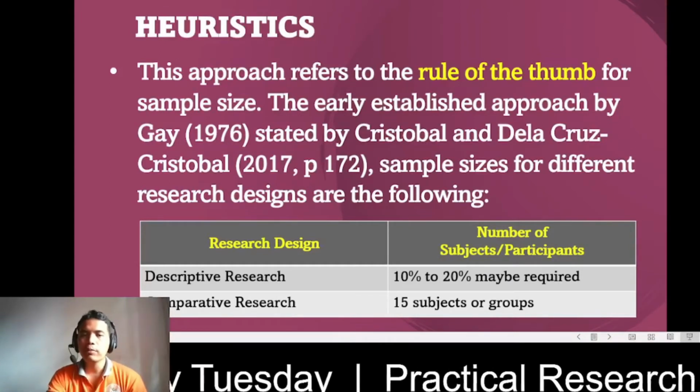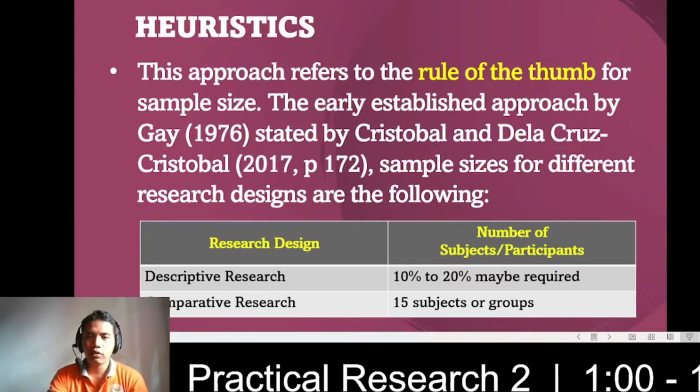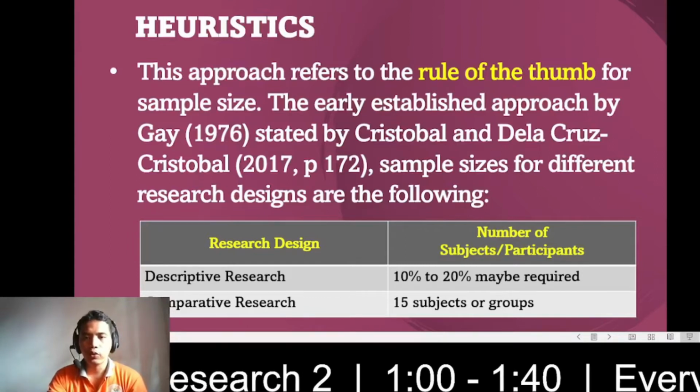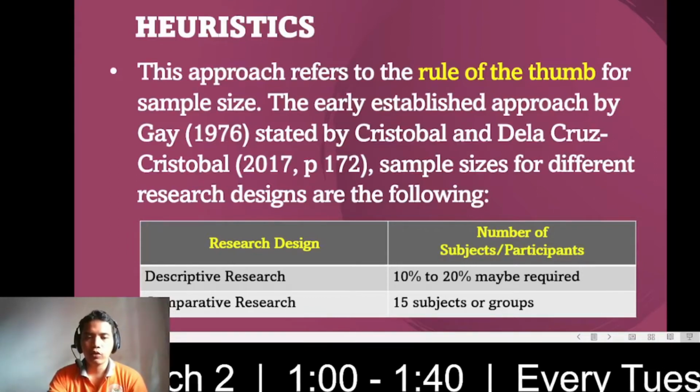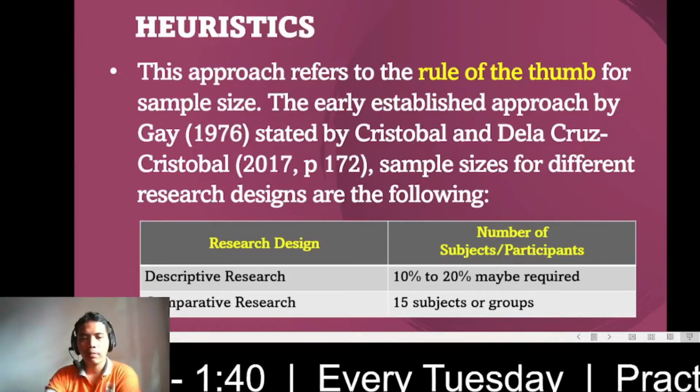So this is the first approach, which is heuristics. The key phrase to remember kapag sinabi natin heuristics, ito yung rule of thumb. Yun yung sinusunod nating process sa pagpili ng ating magiging respondents.